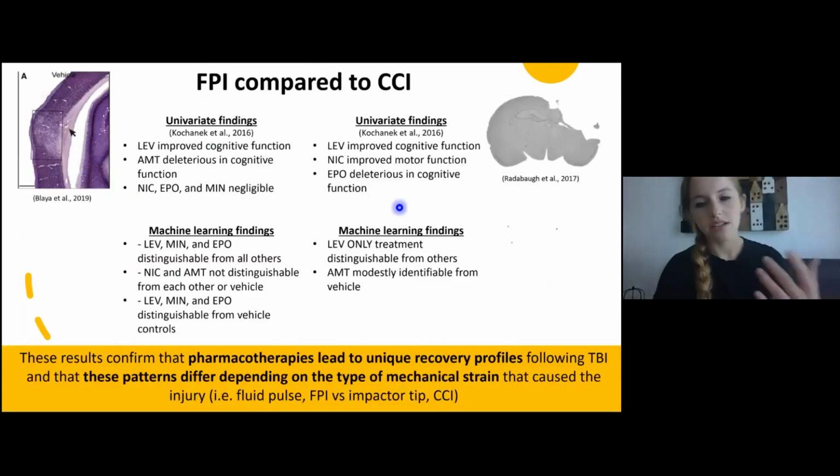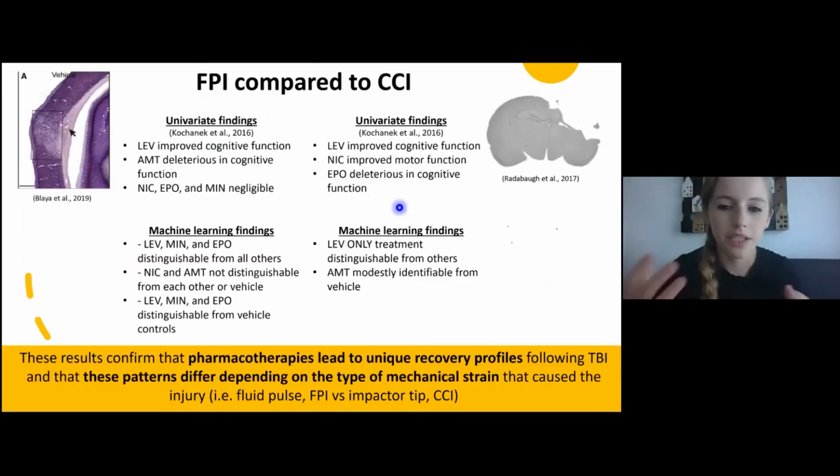And so taken together, these results do confirm that pharmacotherapies are leading to unique recovery profiles following traumatic brain injury, and that these recovery profiles actually change depending on the type of injury that you received. And this represents a critical first step in identifying the treatments that might be optimal for a specific subgroup of patients.